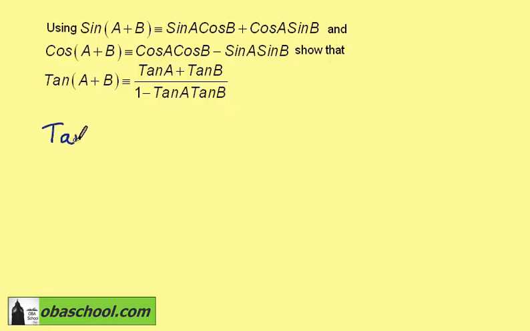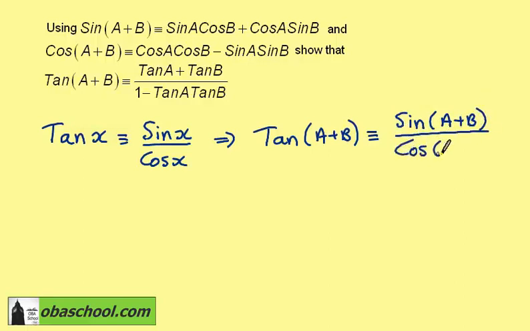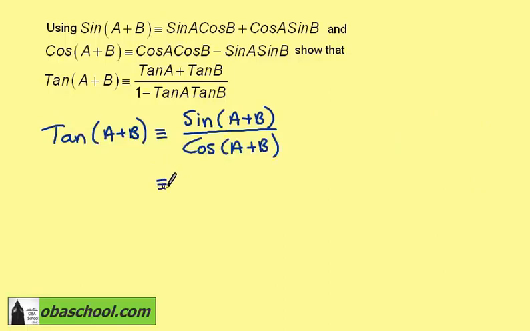We know that the tangent of x is the same as the sine of x divided by the cosine of x. It follows that the tangent of A plus B must be identical to the sine of A plus B divided by the cosine of A plus B. We can now use the expansions.